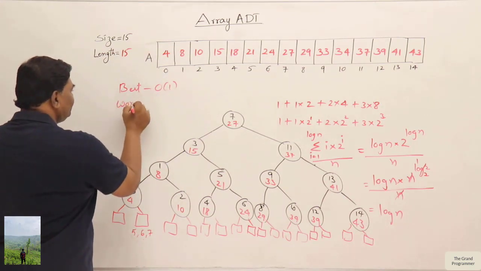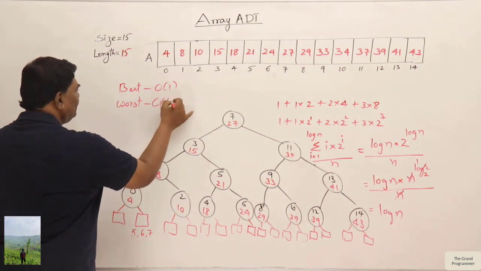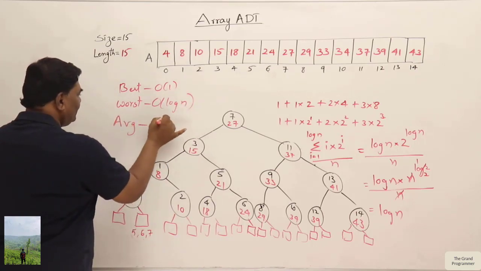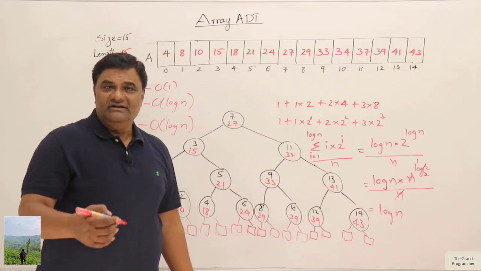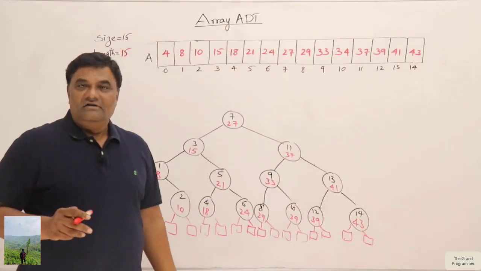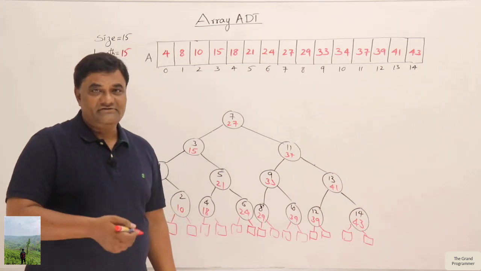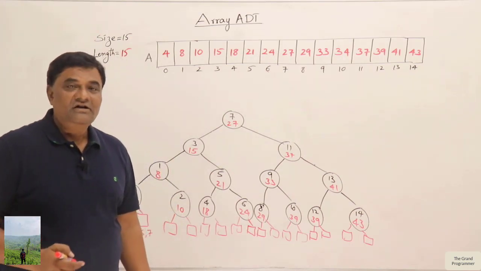Worst case time is log n, and average case time is also log n. Then we'll do some more analysis on this one. Let us do average case analysis for successful search as well as unsuccessful search.